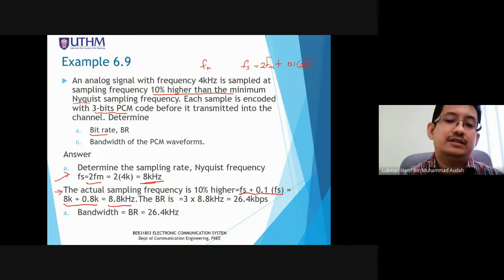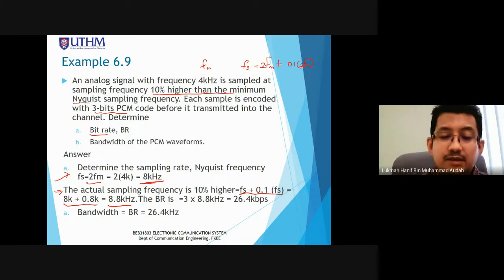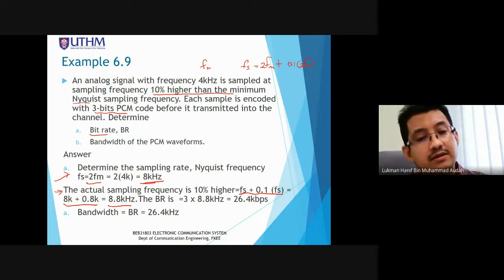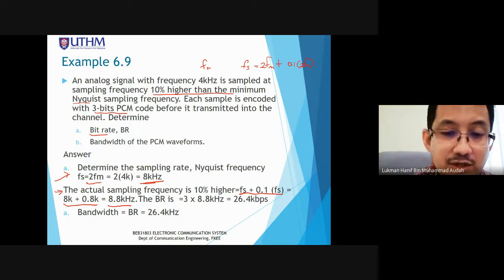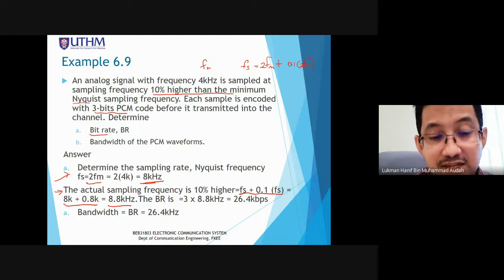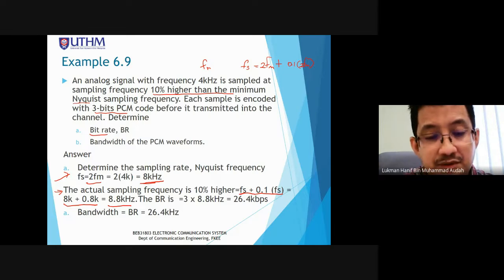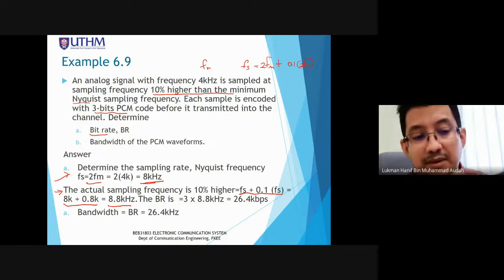Okay, so itulah. So banyak pelajar yang buat pada ketika itu adalah 10% darabkan dengan 2 FM. Itu saja dia buat. Maknanya 0.8K. Dia makin kecil pula. Okay. Dan ada lagi beberapa pengiraan yang salah. So sebenarnya 10% higher, what you need to do is that 10% higher than the minimum. That means you need to plus with the minimum.